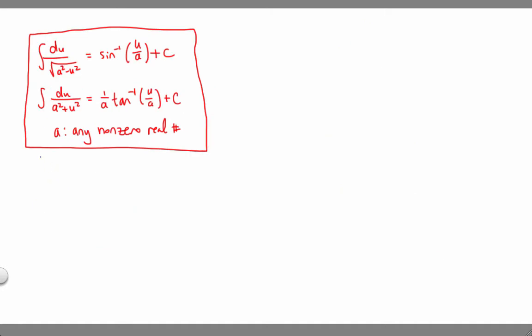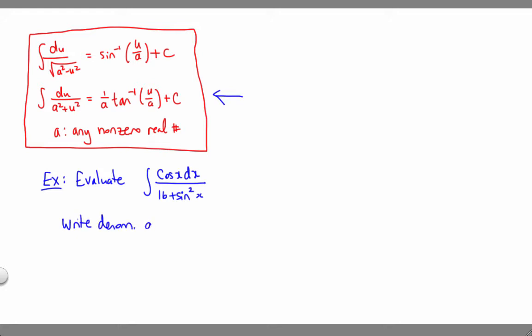I've recopied our two key formulas so we can take a look at them, and let's try a second example. This time when we look down at the denominator, we are not seeing a square root, so we're going to be using this Arctan formula here. First thing let's write the denominator in the correct form. So according to our formula, we'd like our denominator to look like a squared plus u squared.